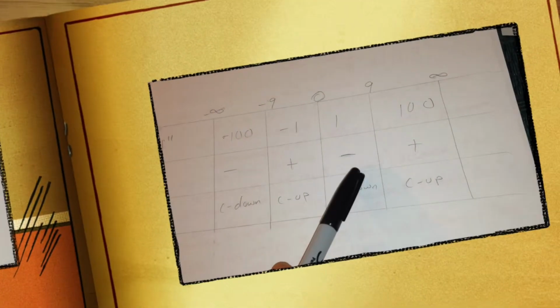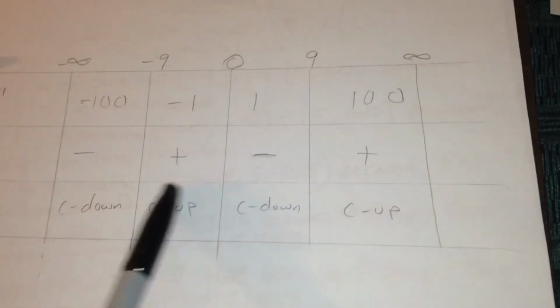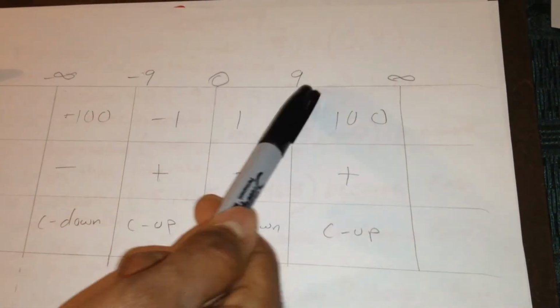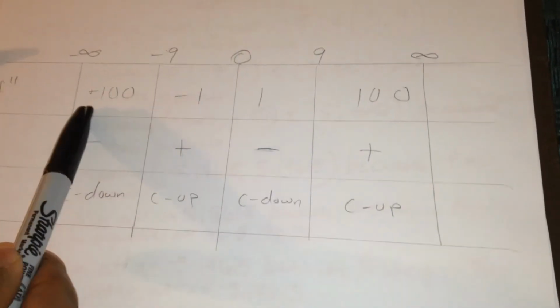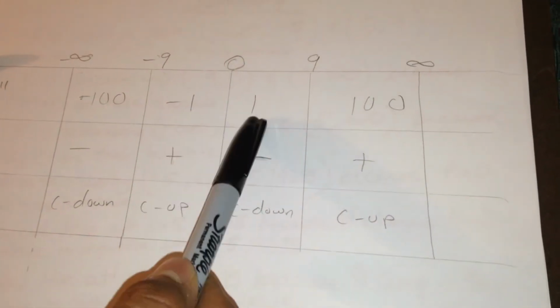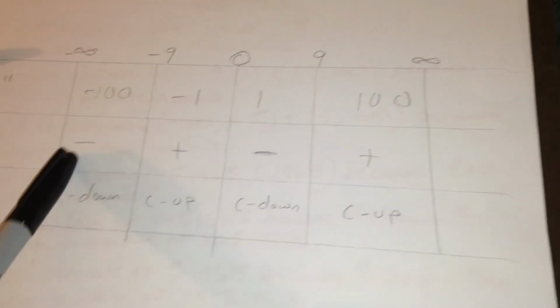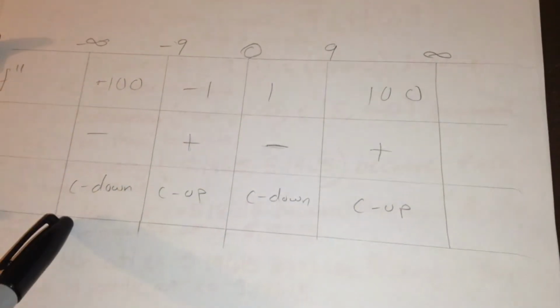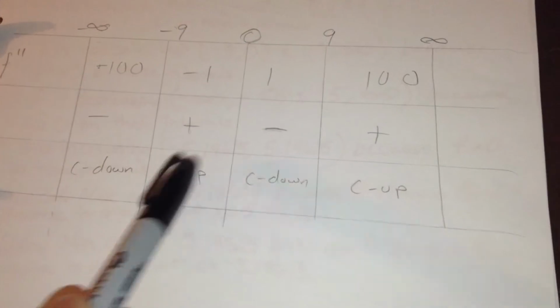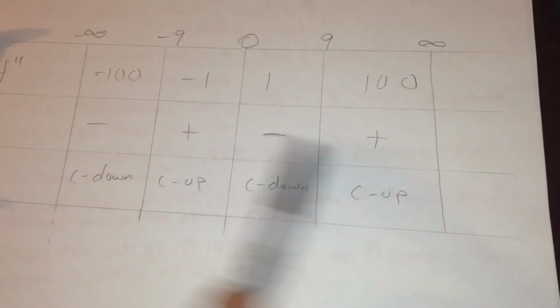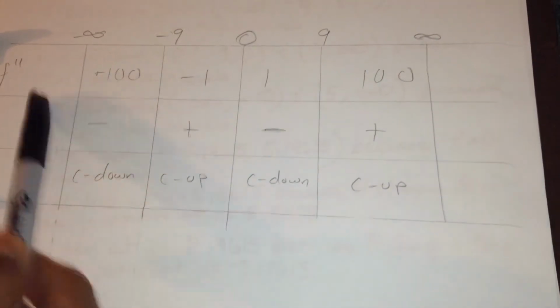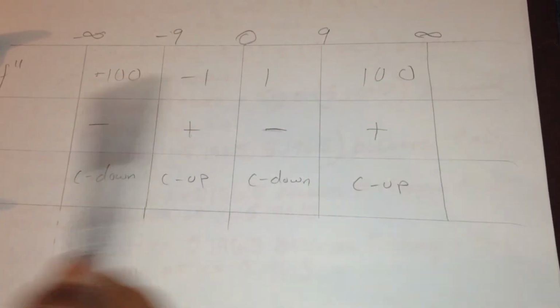The numbers we got from the possible inflection points were negative 9, 0, and 9, and we chose numbers between those intervals: negative 100, negative 1, 1, and 100. We plugged these numbers back into the second derivative of the function, and from these points it's concave down, concave up, concave down, concave up.